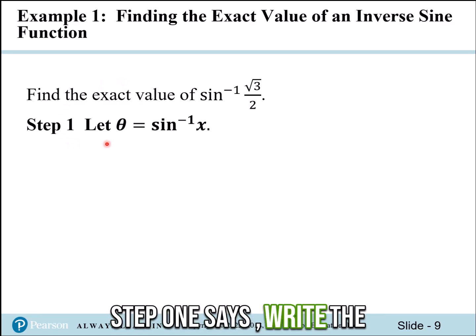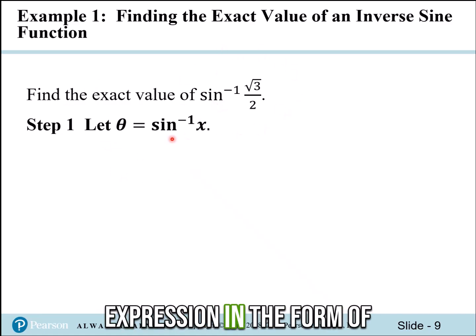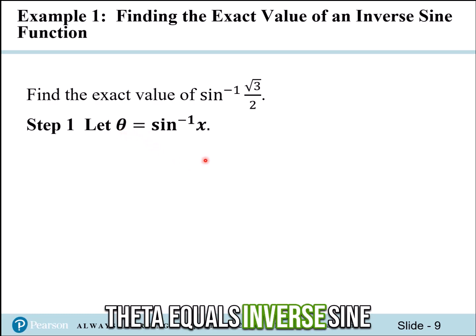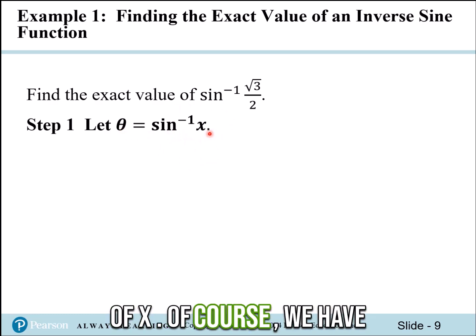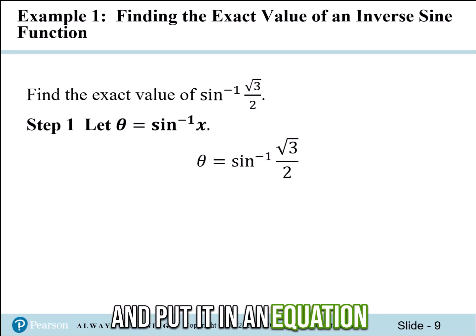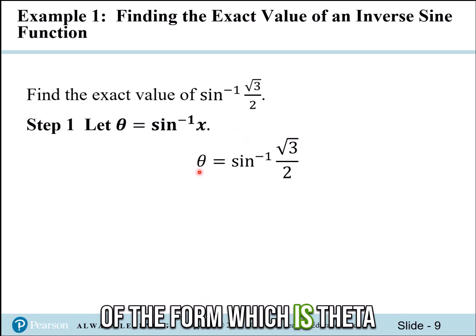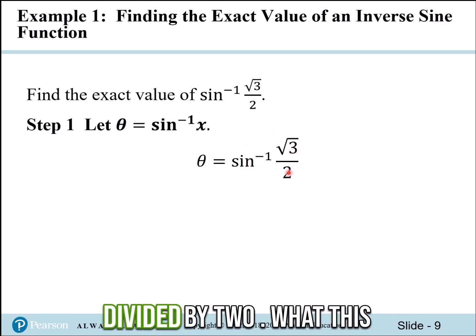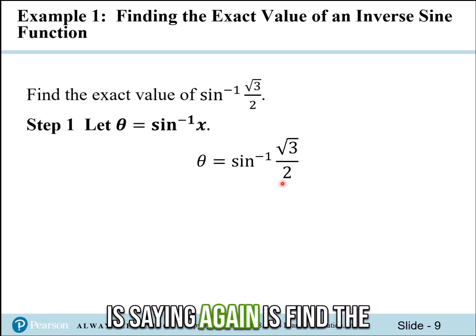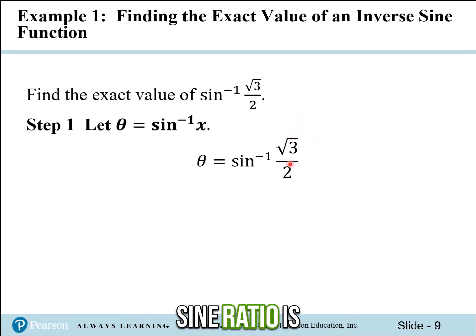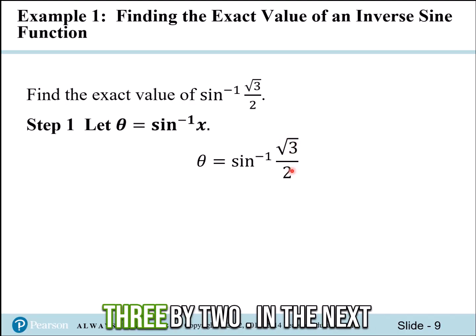Let's follow the step-by-step process as laid out here. Step 1 says write the expression in the form of an equation, which is theta equals inverse sine of x. Of course, we have to plug in √3/2 for x and put it in an equation of the form theta equals inverse sine of √3 divided by 2. What this is saying again is find the angle measure whose sine ratio is positive √3/2.